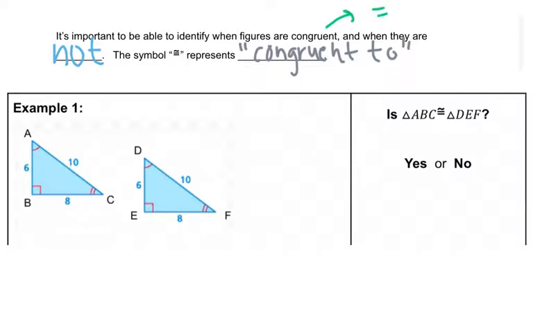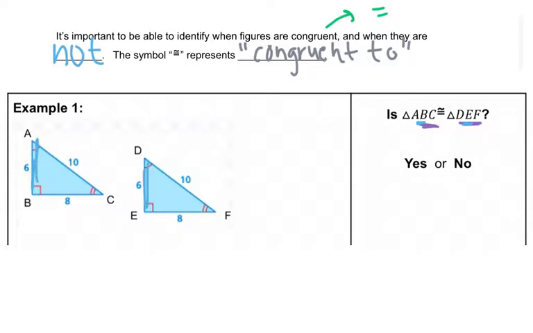So let's check out example 1. We just want to make sure all the sides are equal to each other, all the angles are equal to each other. So the question is asking, is triangle ABC congruent to triangle DEF? Well, we want to go through the same way that the congruent statement is written. So we want to check first if side AB is equal to side DE. AB is 6 and DE is 6.